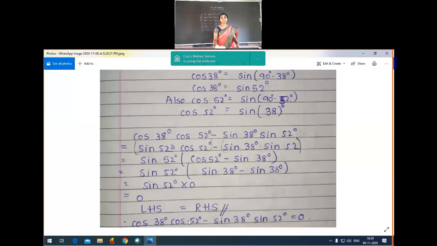Cos 38 cos 52 minus sin 38 into sin 52 is equal to 0. Got the idea of this problem, students? Actually, in the first step, we substituted this value only.